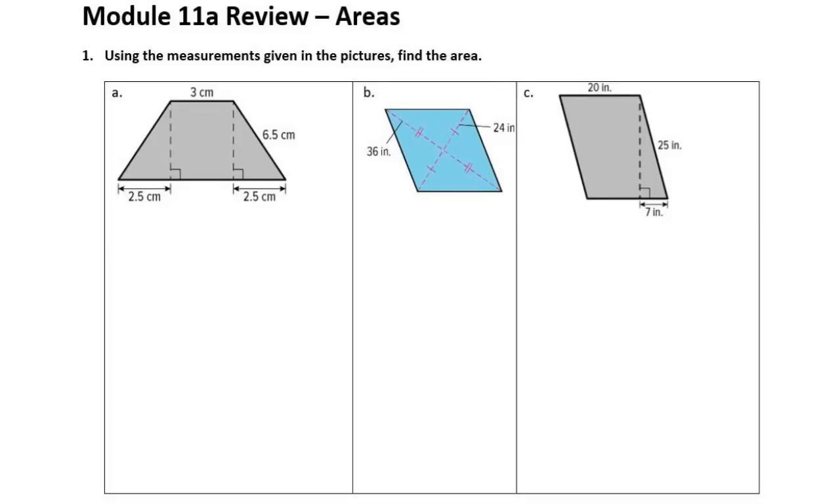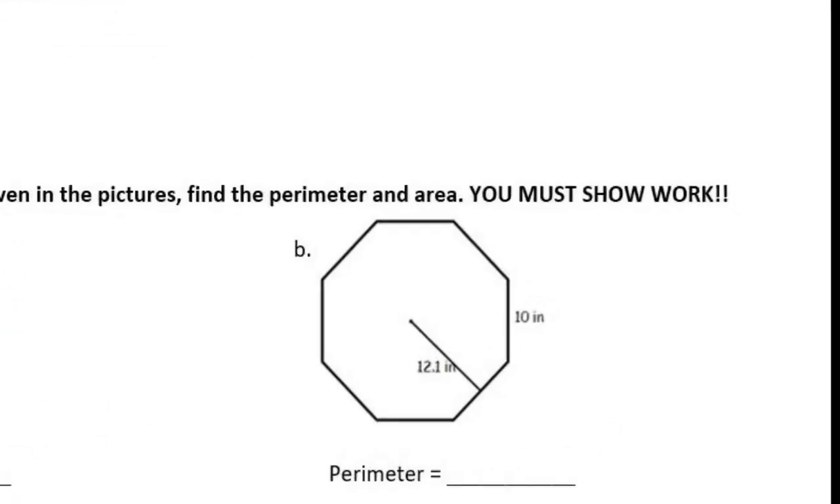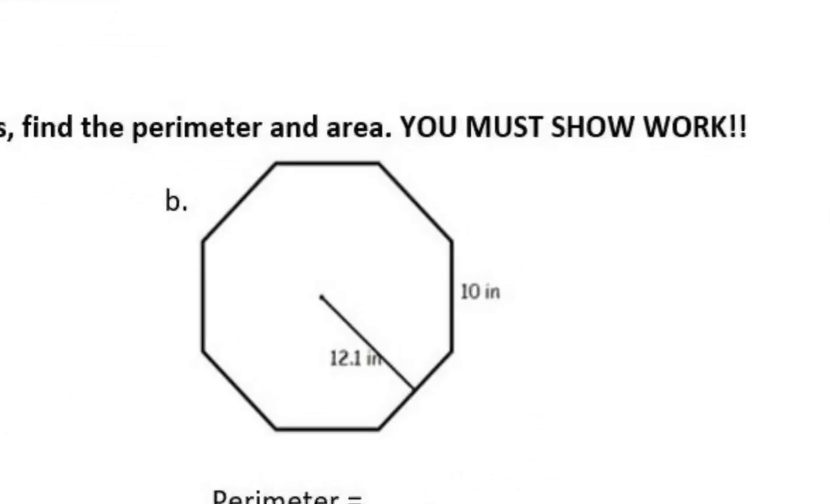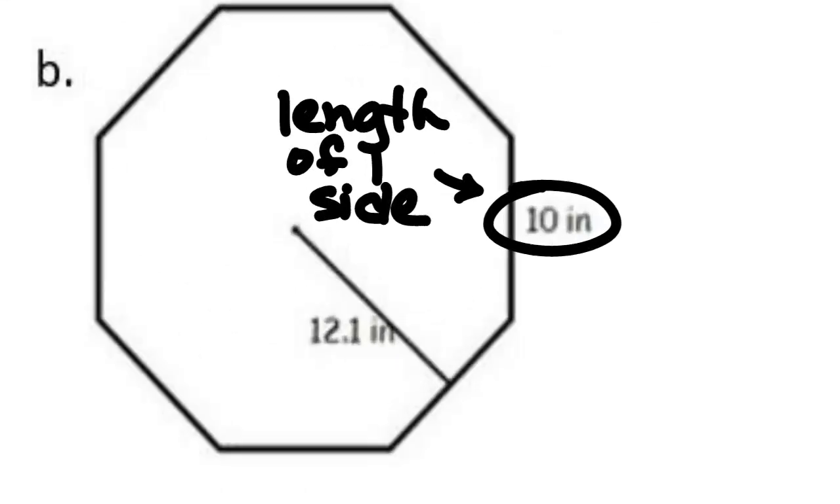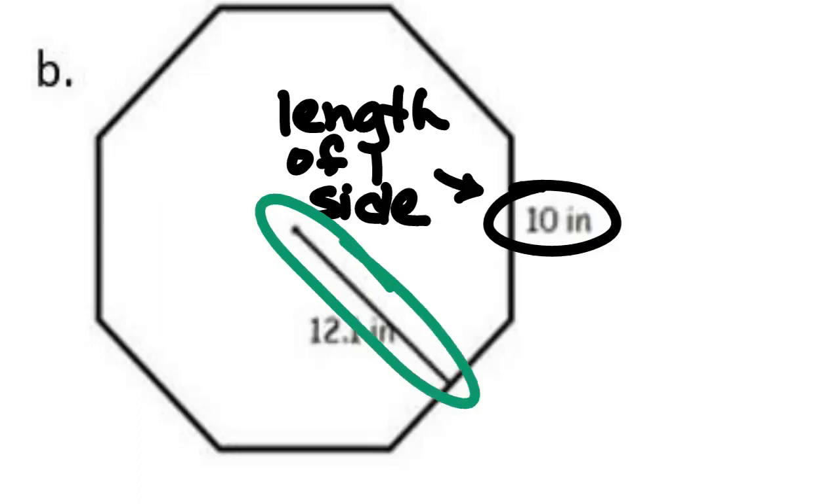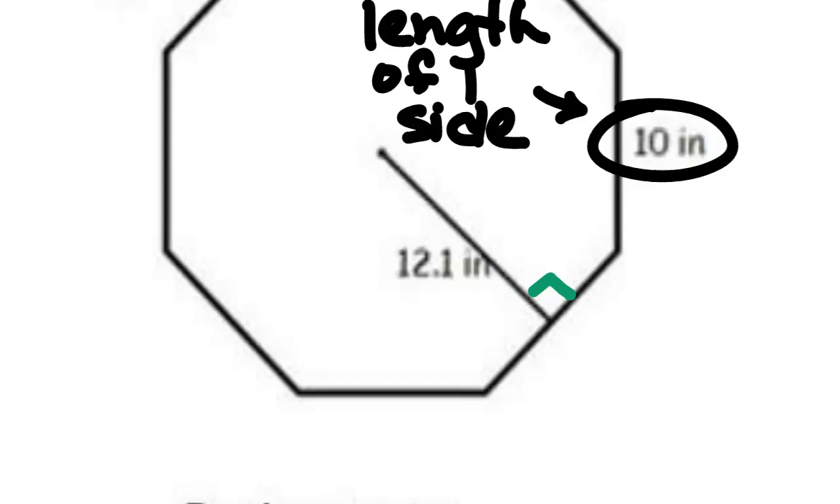All right, so our first question is number 3, part B. They've given us right here the length of one side. And this other measurement that they've given us, this line segment goes from the center to a side. They don't show it, but it is making a right angle with that side. So this 12.1 inches right here is the apothem.